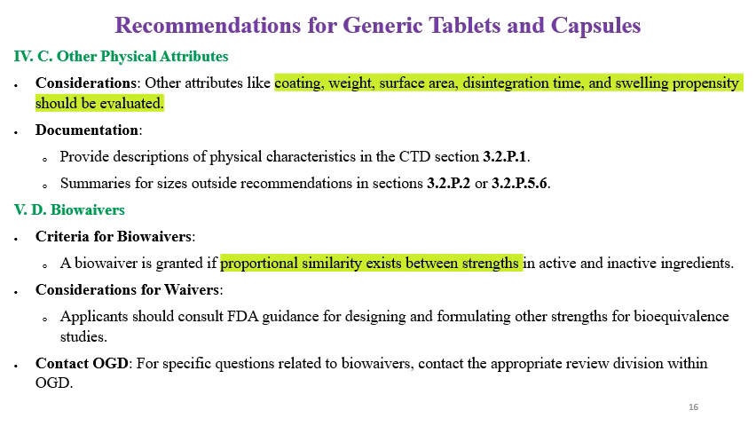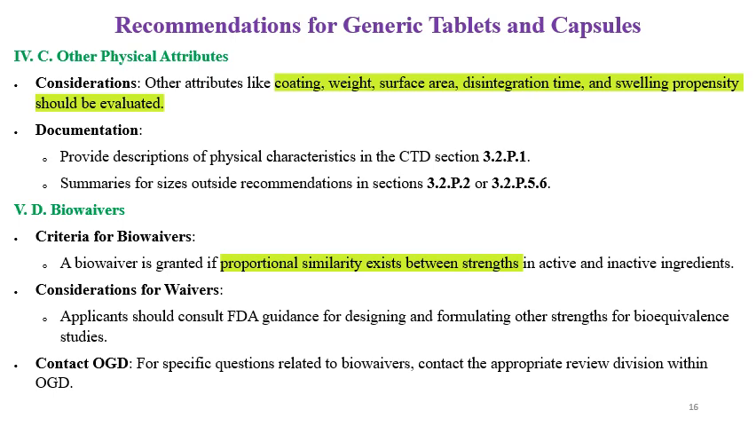Then coming to the other physical attributes. As I have mentioned, attributes like coating, weight, surface area, disintegration time, and swelling propensity should be evaluated. These factors are required to be documented, and descriptions of physical characteristics provided in CTD section 3.2.P.1. So whenever you are writing into the CTD, you should write in section 3.2.P.1. Summarize sizes outside the recommendation in section 3.2.P.2 or 3.2.P.5.6.